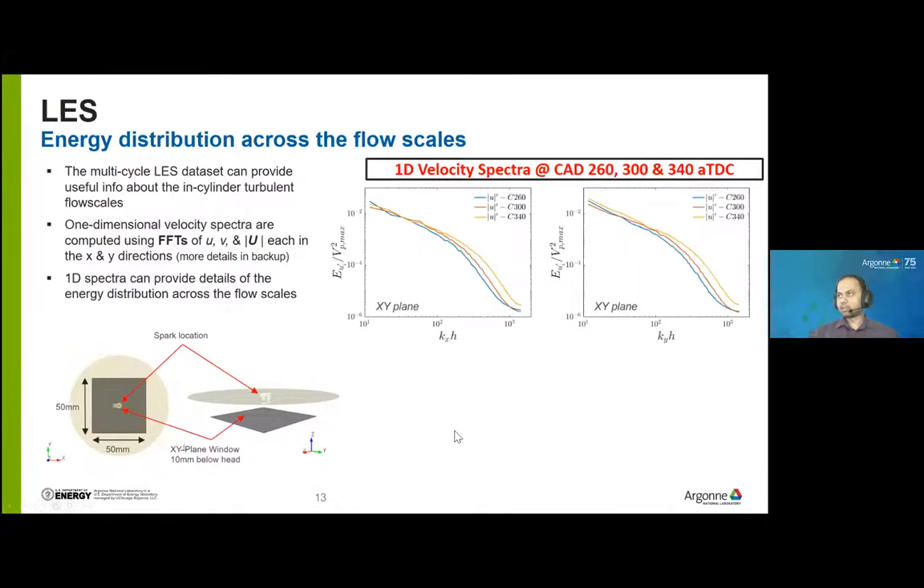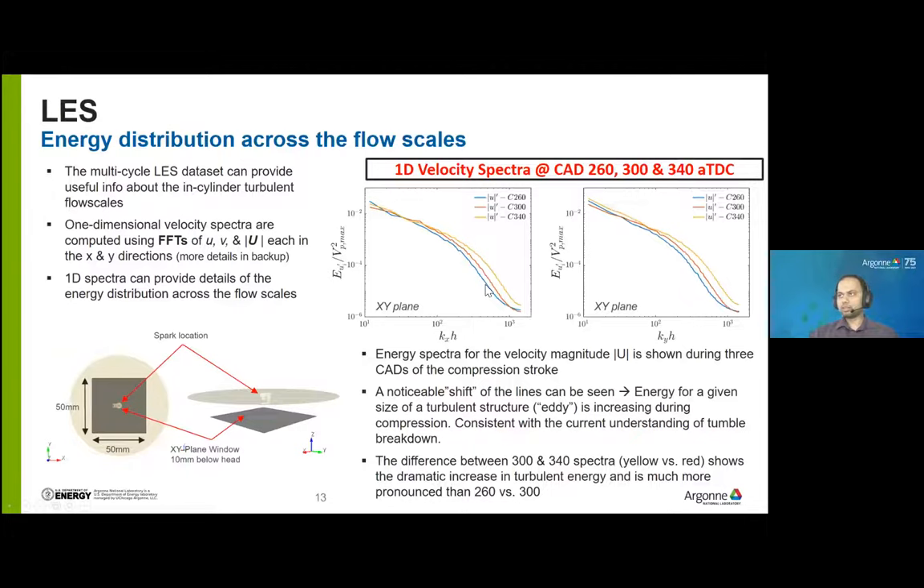This shows the energy distribution in the X direction and in the Y direction for three different crank angles. The blue is at a crank angle of 260, so we're looking at how the energy is distributed as the piston moves up. We see that with increasing compression, the energy increases across all the length scales, which is expected, because you are putting more energy into the flow by compressing it.